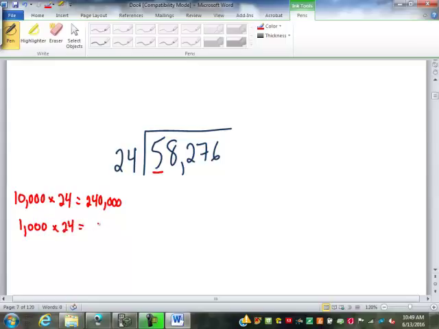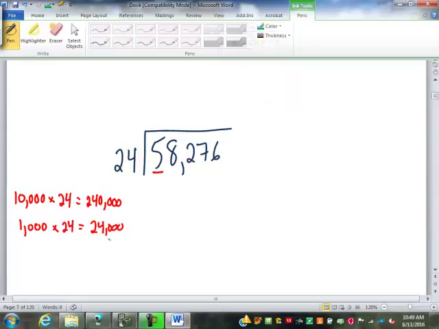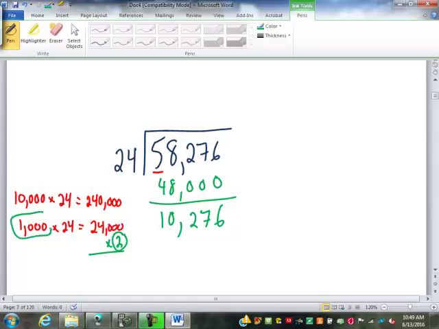1,000 times 24 is 24,000. Can I subtract that? Yes, I can. In fact, I can subtract it twice. 24,000 times 2 is 48,000. So I'm subtracting 48,000. Leaves me with 10,276. Well, what I just did here was I subtracted 2 bundles of 1,000. In other words, I just subtracted 24 2,000 times.